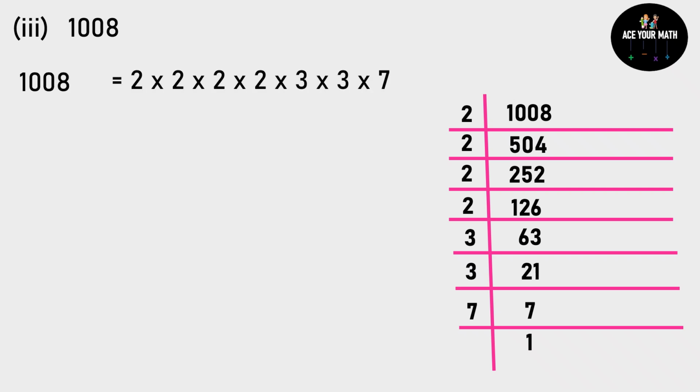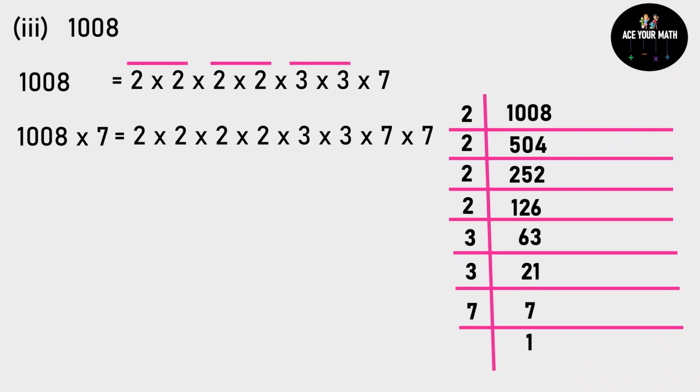Now the next step is writing all these as the product of prime factors. 1008 can be written as a product of all these prime factors. You start forming pairs. 2 and 2 form a pair. Again 2 and 2 form a pair. 3 and 3 form a pair. If you see, 7 doesn't have a pair. Now, if we want to convert this number into a perfect square, then all factors should have pairs. So if I multiply it by 7, 7 will also become a pair. So on the left hand side, multiply 1008 by 7 and on the right hand side also. So by doing this, you will get a perfect square.